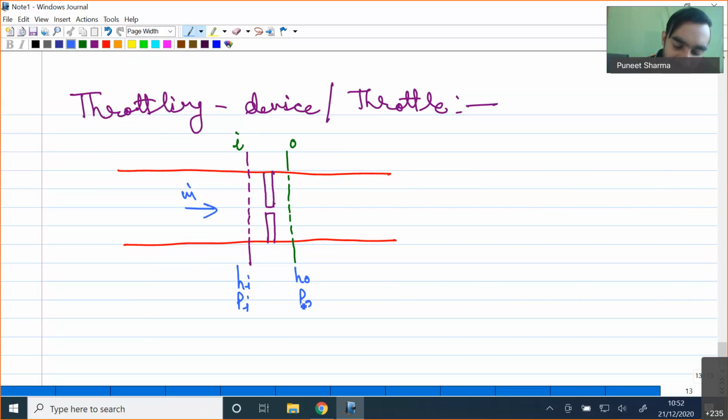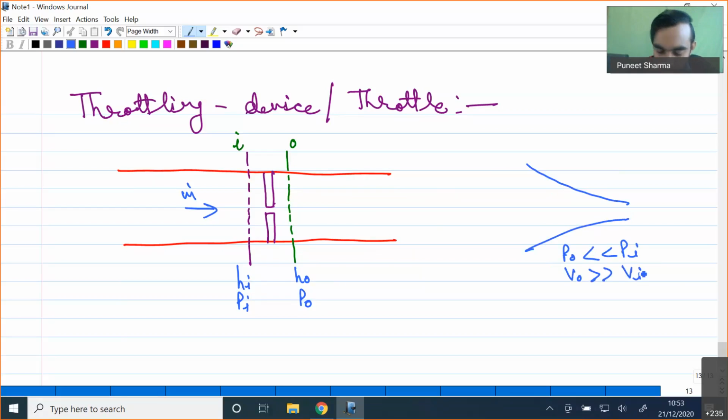Okay. In this particular case, what will be happening? We have already seen in the case of the nozzle, where we have a gradual reduction of the cross section, the pressure at the outlet decreases, and that decrease of pressure leads to an increase in velocity at the outlet. However, if we have a sudden contraction of the cross section in our pipe, what will be happening? Obviously, we will have a significant drop in the pressure.